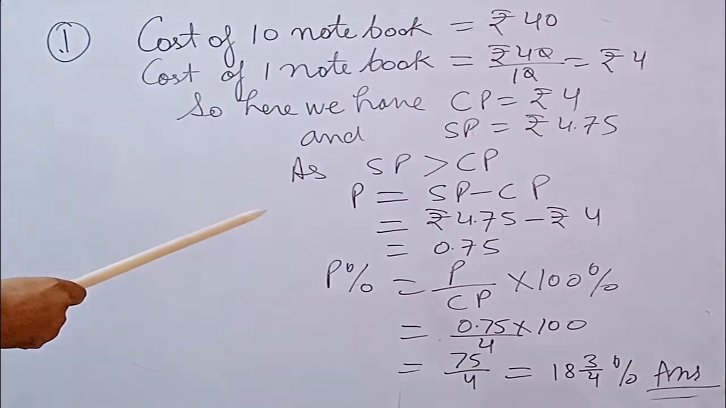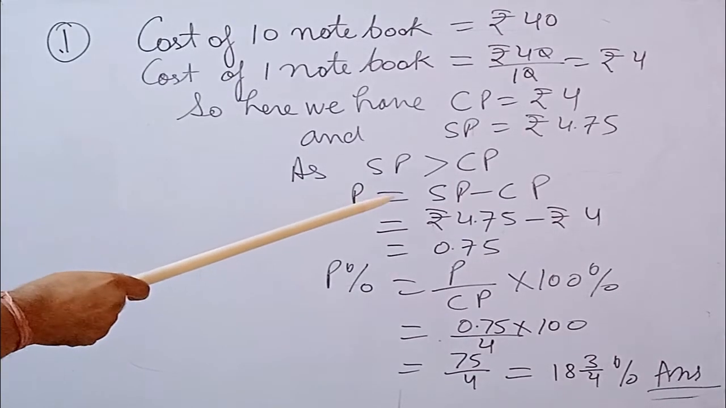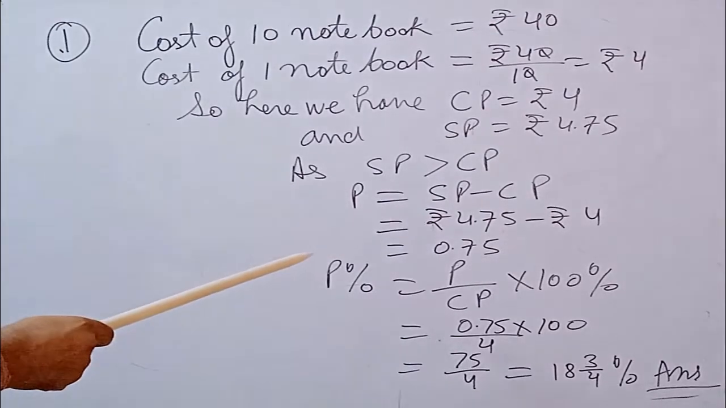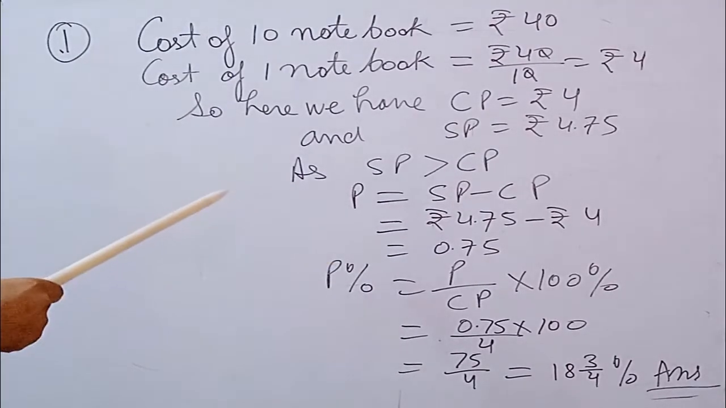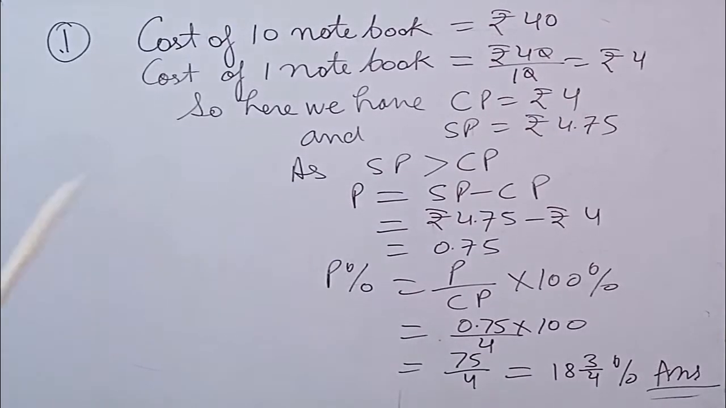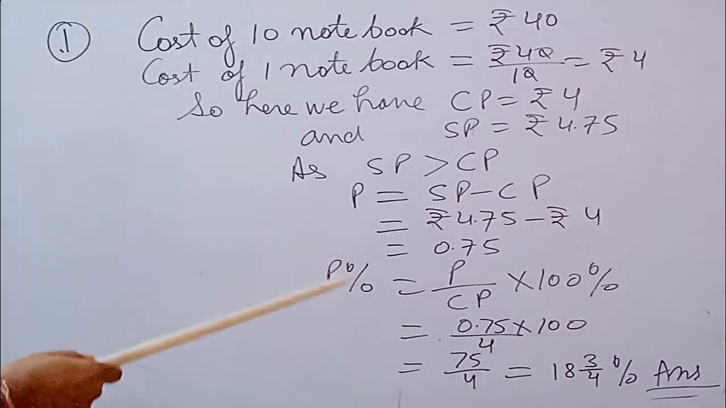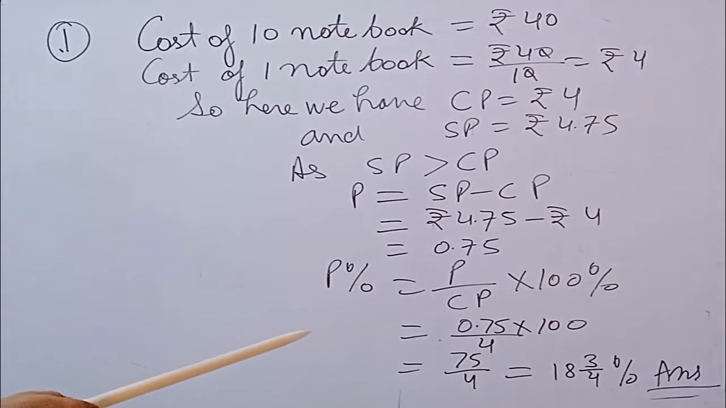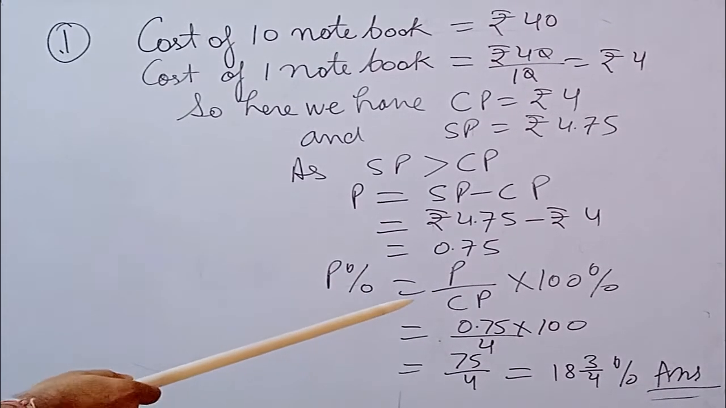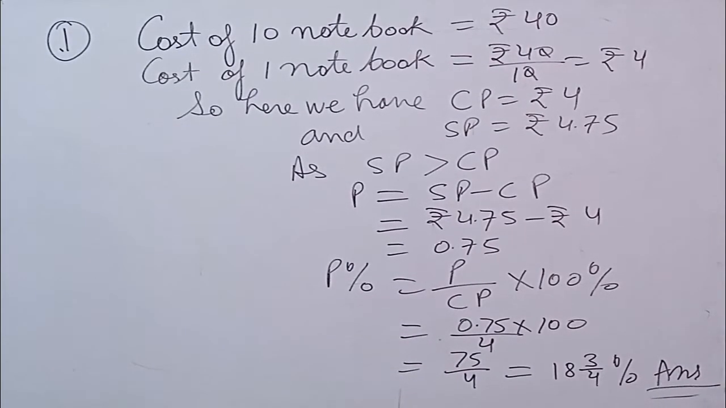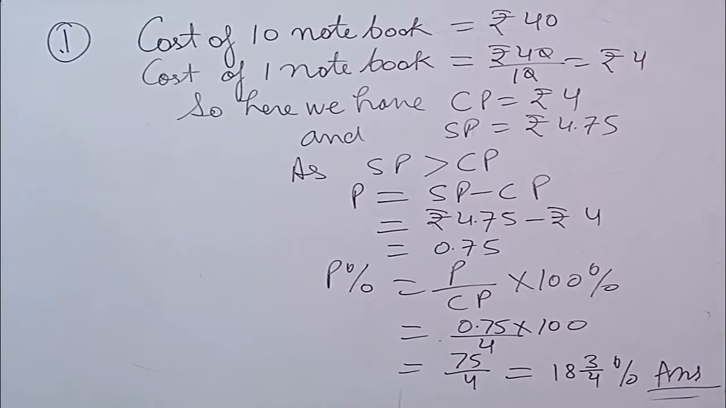Now SP is greater than CP, so we will have a profit. Profit equals SP minus CP, that is rupees 4.75 minus rupees 4, and we get 0.75. Now we have to find the profit percent. With the formula, profit percent equals profit upon CP into 100%, that is 0.75 upon 4 into 100, that is 75 upon 4, and written as a mixed fraction, 18 3/4%, is your answer. You can do the other sums of this exercise with the help of this.